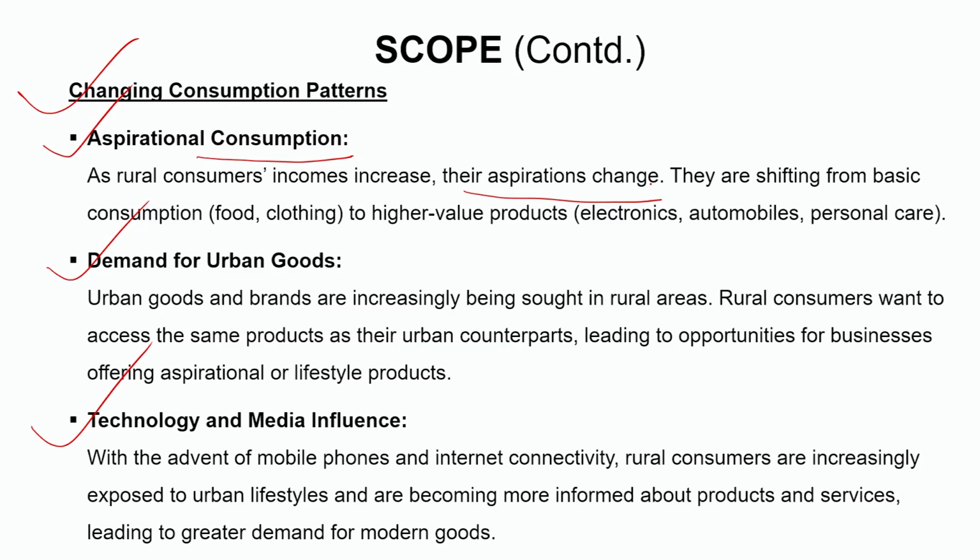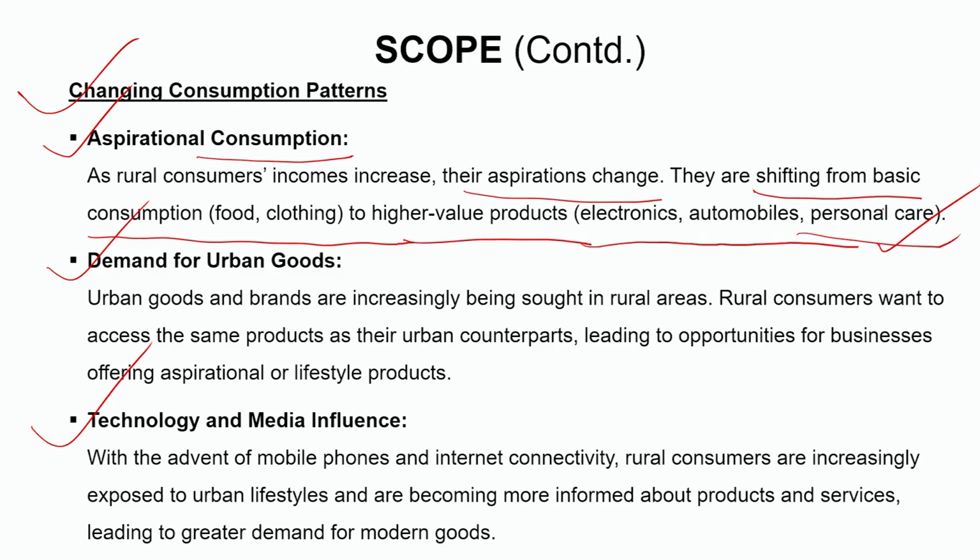And the market is changing. It is giving you an option that you can go and buy those products which were not within reach. So what we see here is a shift from basic consumption of food and clothing to higher value products, say for example, electronics, automobiles and personal care. These are the three entities which are termed as high value products.